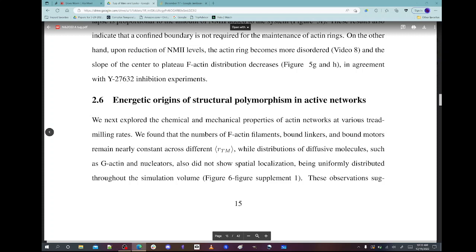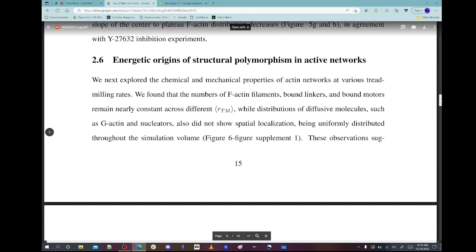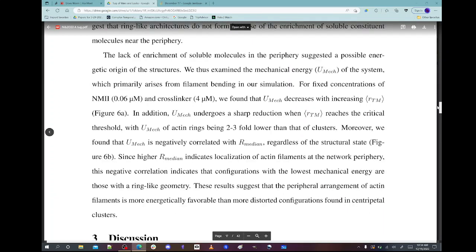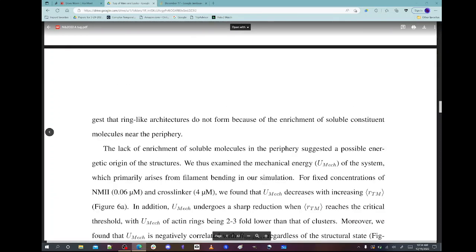So now they're exploring the chemical and mechanical properties of actin networks at various treadmilling rates. We found the numbers of F-actin filaments, bound linkers, and bound motors remain nearly constant across different values for this parameter, while the distribution of diffusive molecules such as G-actin and nucleators also did not show spatial location being uniformly distributed throughout the simulation volume. This observation suggests that ring-like architectures do not form because of the enrichment of soluble constituent molecules near the periphery.